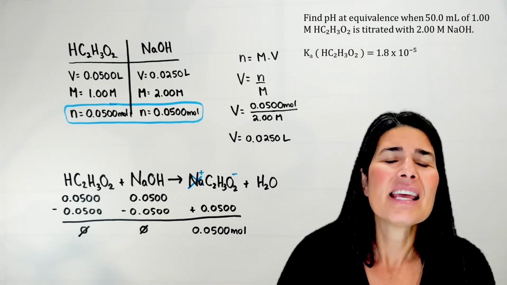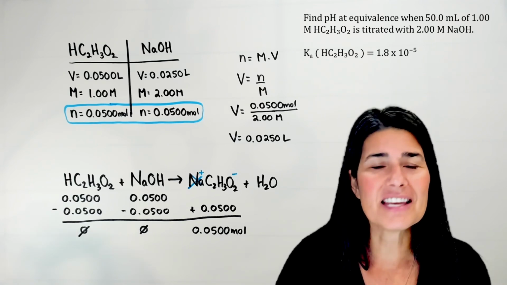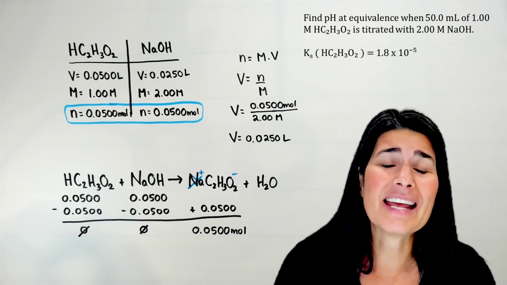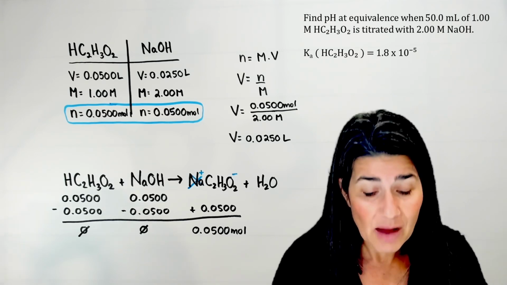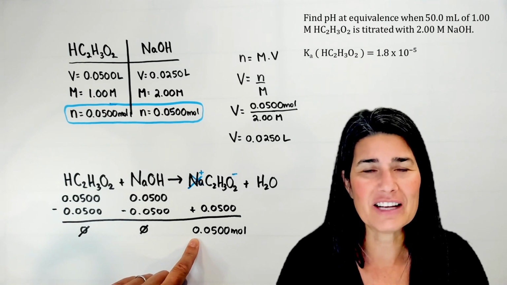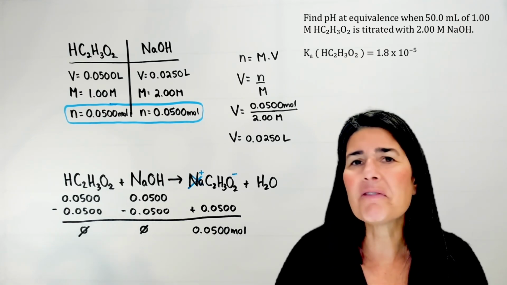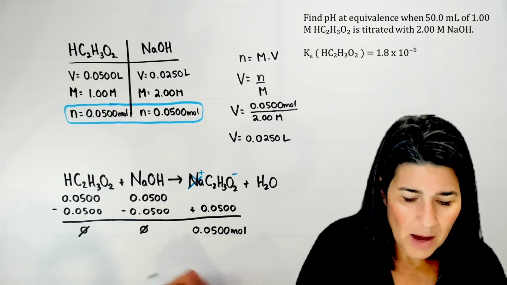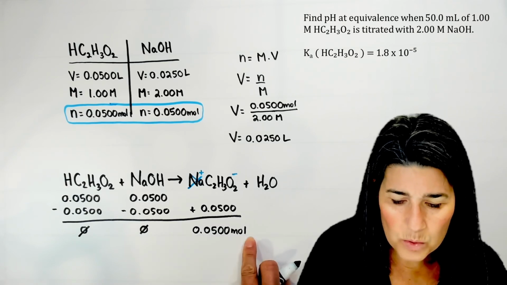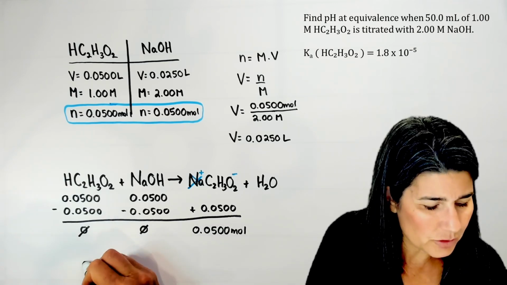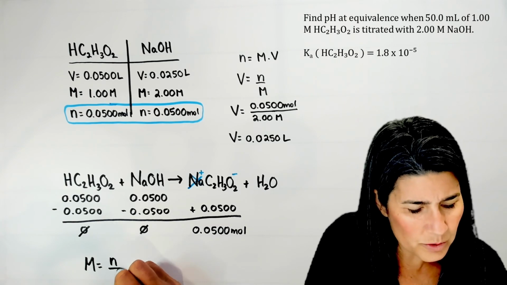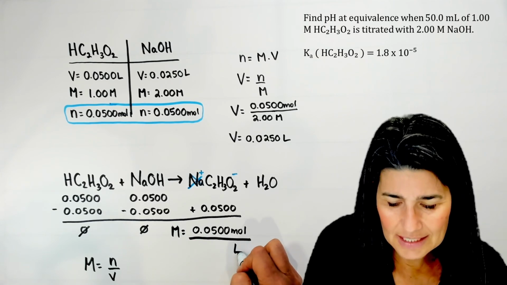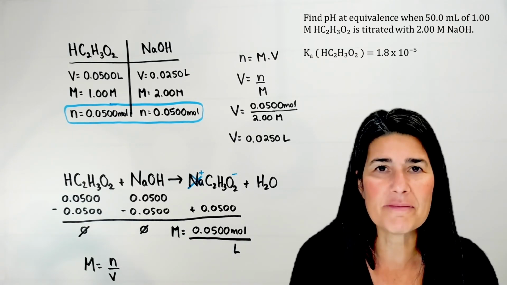Now, the problem is, if we're going to use KB expressions, equilibrium expressions, those must be concentration based. We need to have the molarity of this base. Right now, I don't have the molarity of my base. I only have moles. So before we go further, let's change that back into a molarity. Molarity is always moles over volume. I have the moles right here. I just need to divide it by the total liters of my solution.